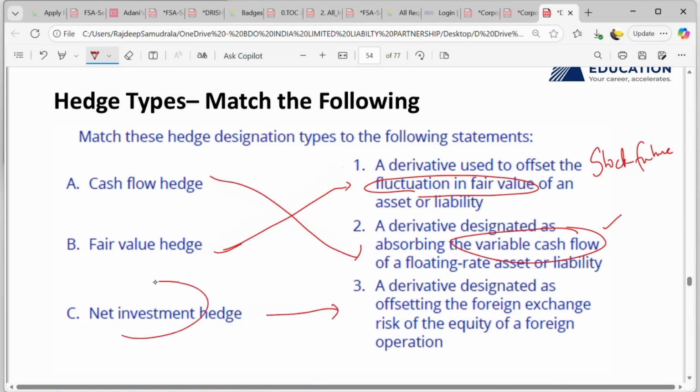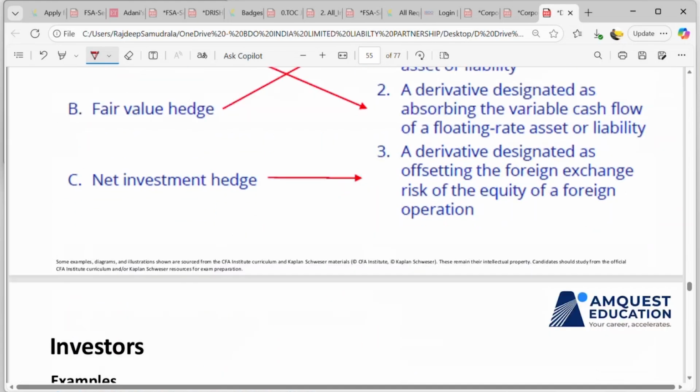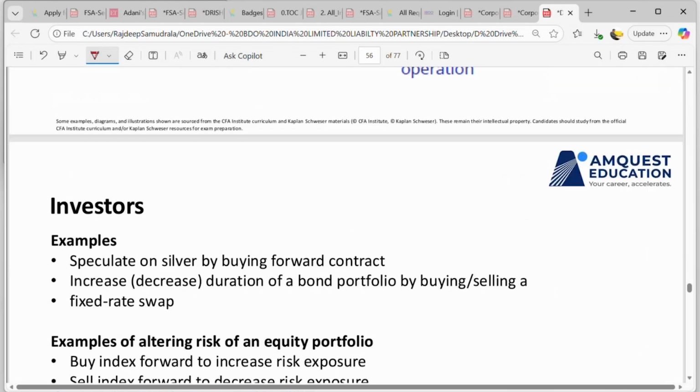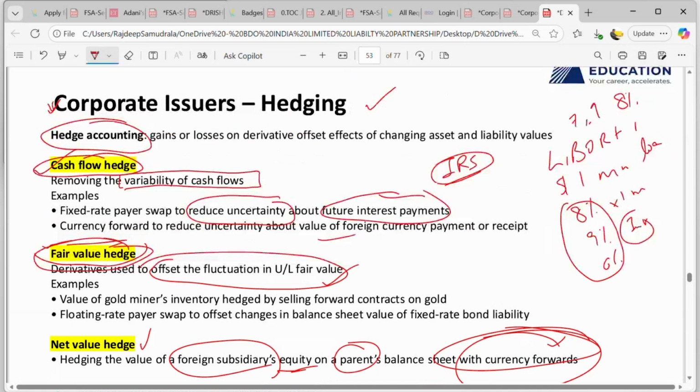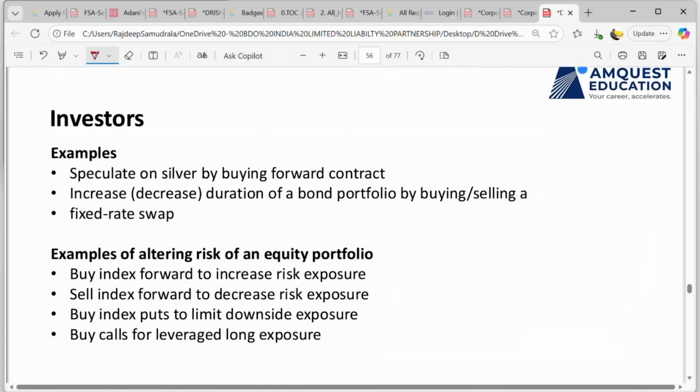And obviously, net investment hedge pertains to derivatives for foreign operations, right? Equity of a foreign operation. That is your net investment hedge. Clear? Good. So cash flow, fair value hedge, and net investment hedge. Well done. Good job. Okay. Now, what I discussed in this slide is how corporate issuers, companies are using derivatives to hedge and mitigate the risk, right? Now we'll come to how investors are using derivatives.